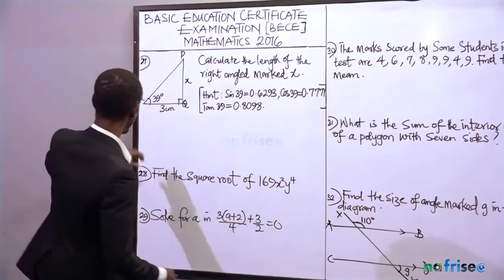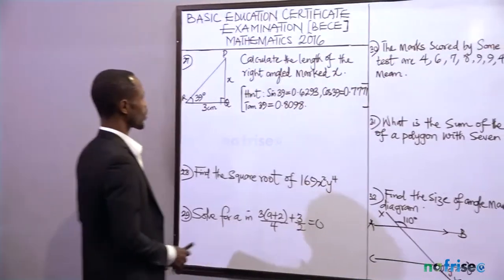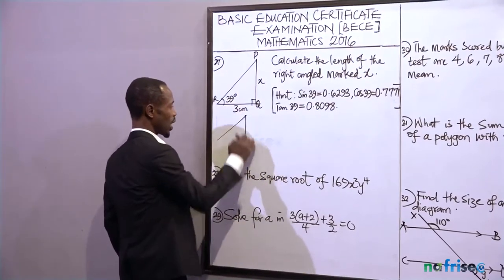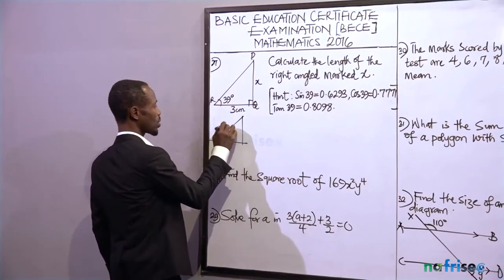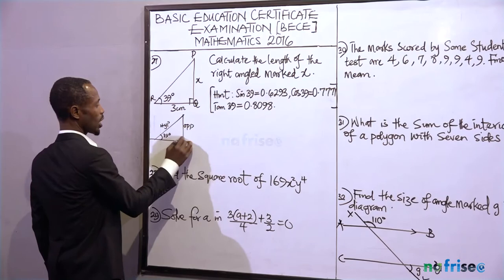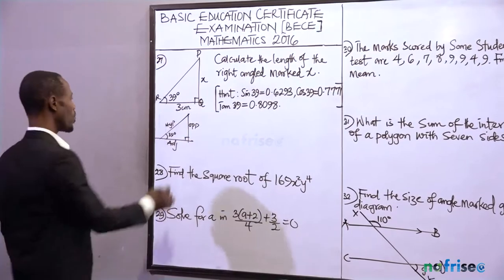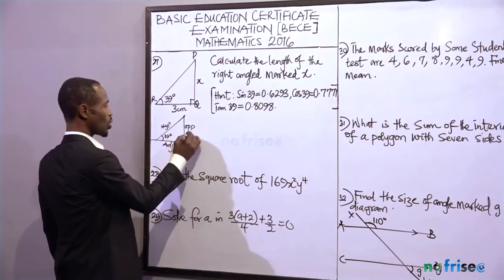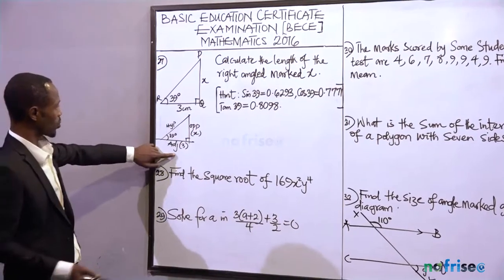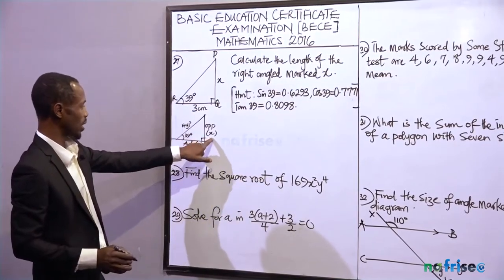Okay, so I have 27 on the board to 37 there. Now calculate the length of the right-angled triangle marked x. Now by trigonometric ratios, we know that if this kind of angle is given, this is your hypotenuse. If this is the angle 39 degrees, this becomes your opposite, and here becomes your adjacent. Now, they say calculate the length of this. Remember that the adjacent was given as 3, and the opposite is what is requested to look for as x. So you have a 3 centimeter here, and you have an x centimeter. So that means you're dealing with opposite and adjacent.